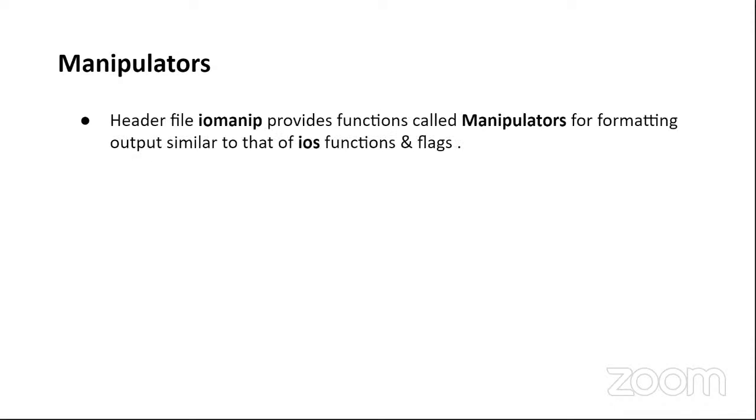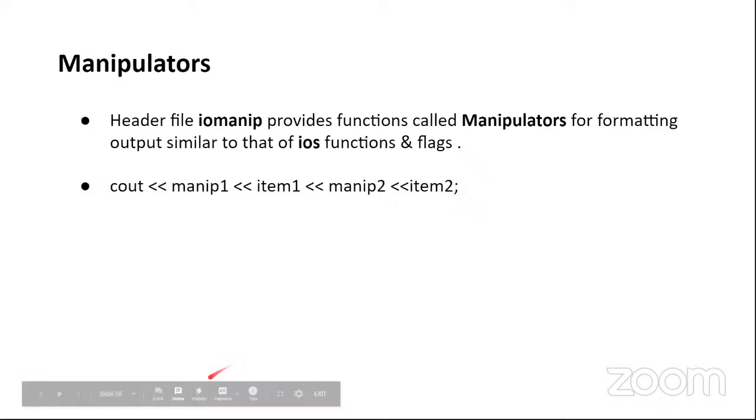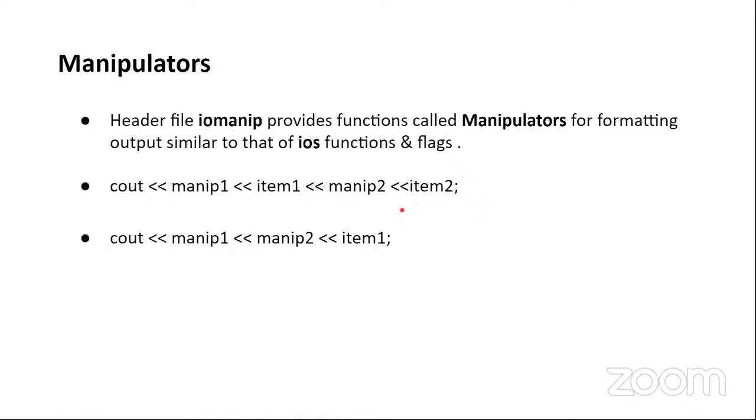Now we'll see the manipulators. The header file iomanip provides the functions called manipulators for formatting output, similar to that of ios functions and flags. The general form will be cout, manipulator 1, item 1, manipulator 2, and item 2, and we can use it in this way also. I mean, we can use 1 or more manipulators.